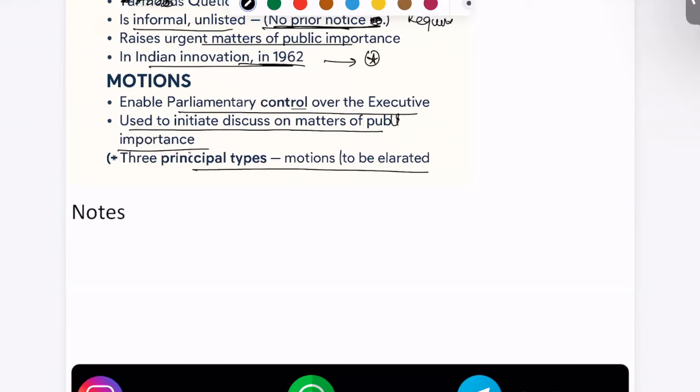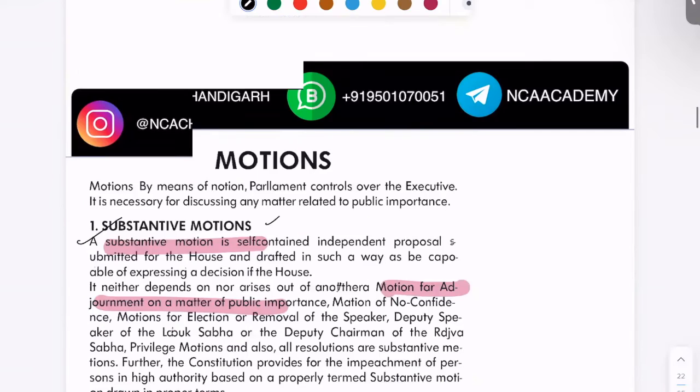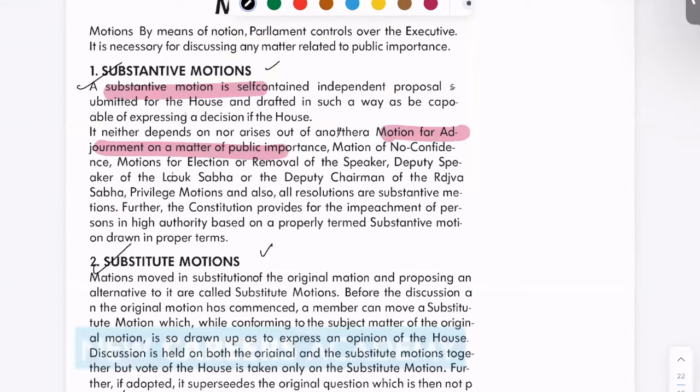Now we come to motions. There are three types of motions. Substantive means it is already mentioned within the motion. For example, what does no confidence mean? That the government has lost power, right? The government has lost power, so I believe the government will lose it if MPs don't support it.